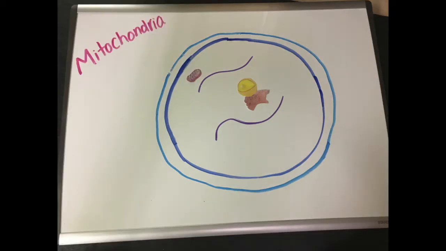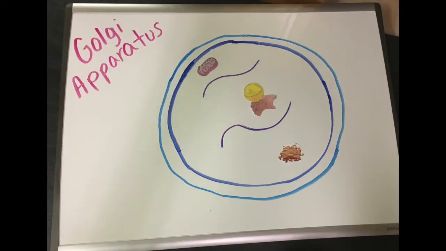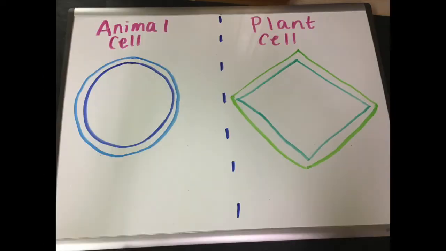The next organelle we will talk about is the mitochondria. The mitochondria is known as the powerhouse of the cell. It performs cellular respiration, the process that takes sugars and makes energy to be used in the cell. The Golgi apparatus is like the post office of the cell. It packages fats and proteins into organelles called vesicles, which transport them around.